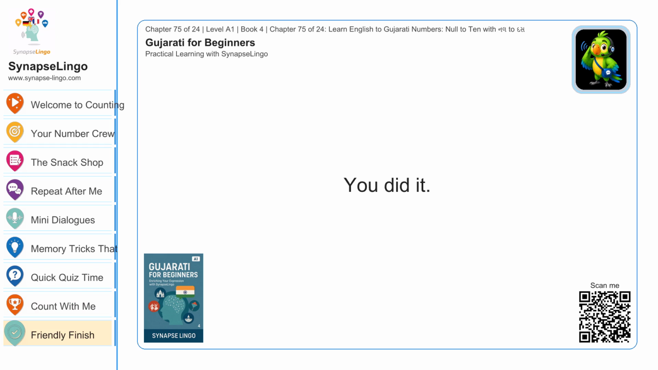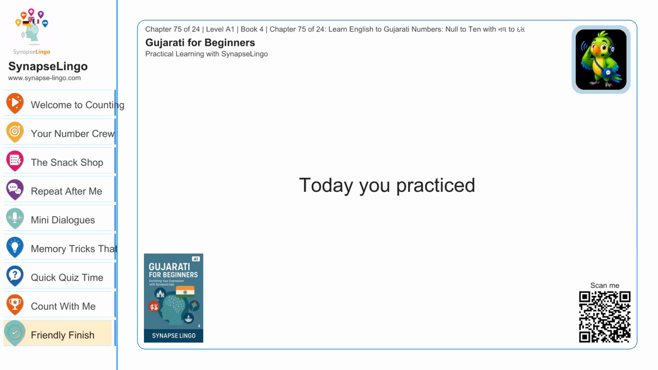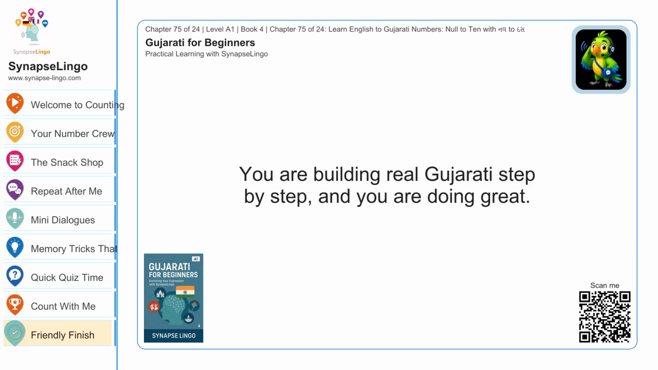Friendly finish. You did it. You took a whole set of Gujarati number words and made them much less mysterious. Today you practiced null, 1, 2, 3, 4, 5, 6, 7, 8, 9, and 10. Thank you for learning with me. Keep practicing out loud, count random objects around you, and do not worry if you mix things up at first. That is normal. You are building real Gujarati step by step, and you are doing great.